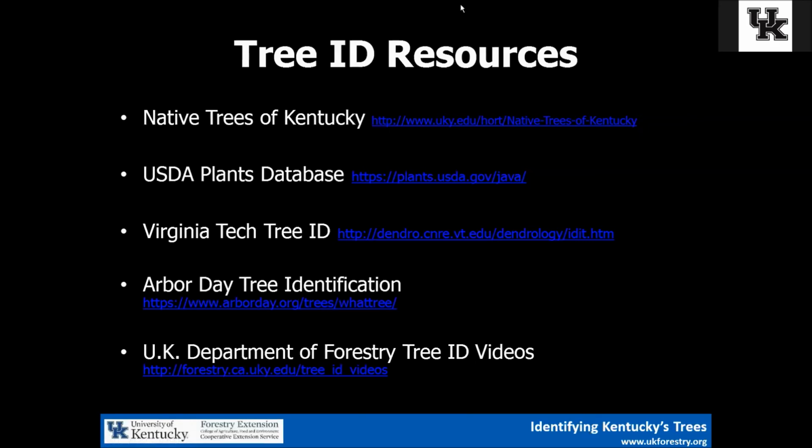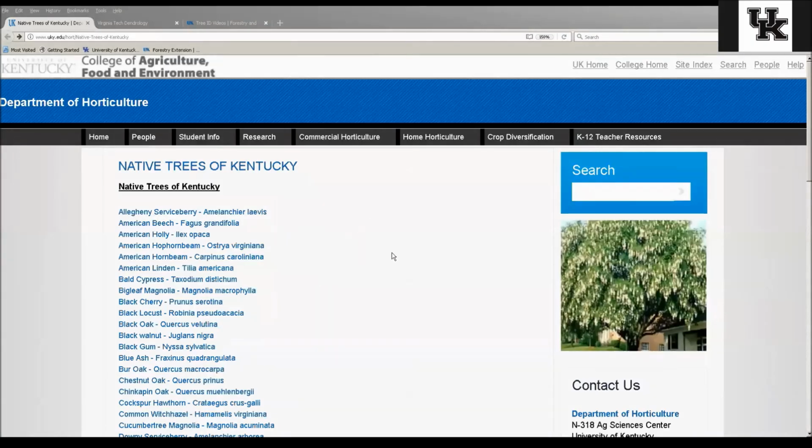So let me see if I can do this right. Let me go to, here we go. All right, I think I did it. Okay, so here we go. This is the first one I told you about, Native Trees of Kentucky. This website is here at the University of Kentucky, and it's put out by the Department of Horticulture.